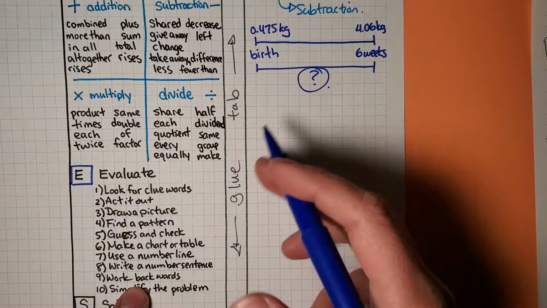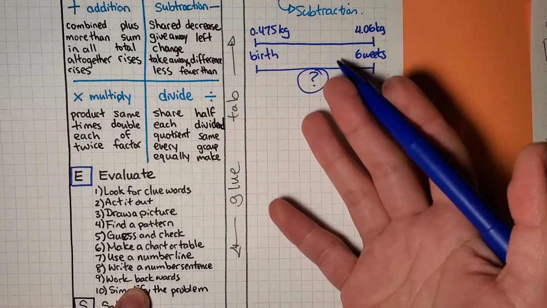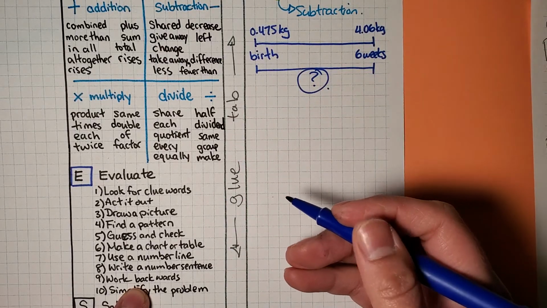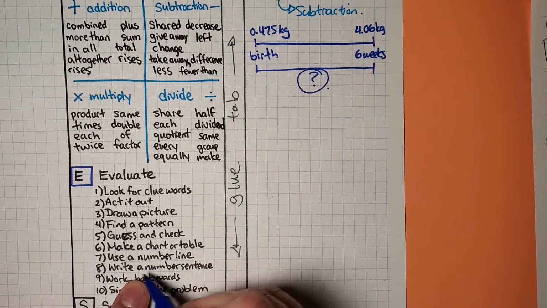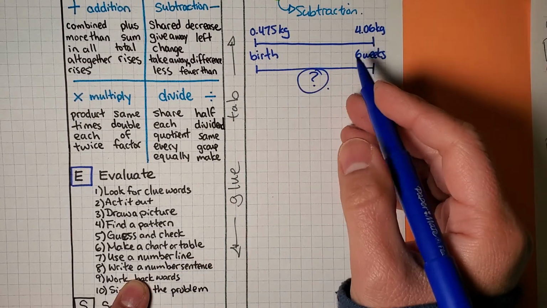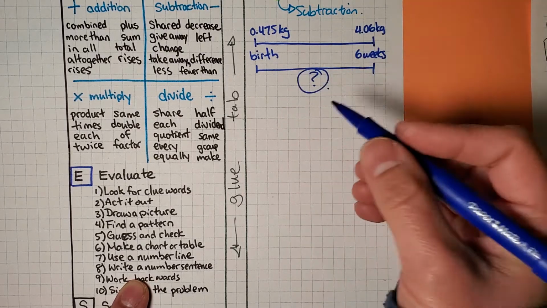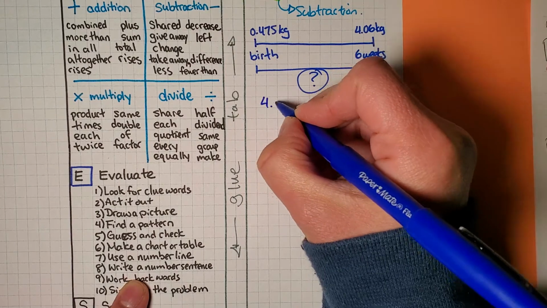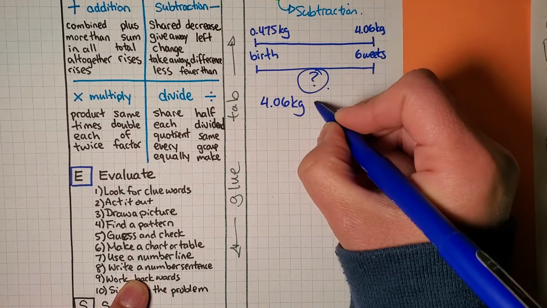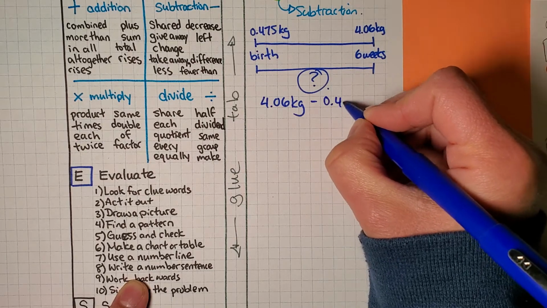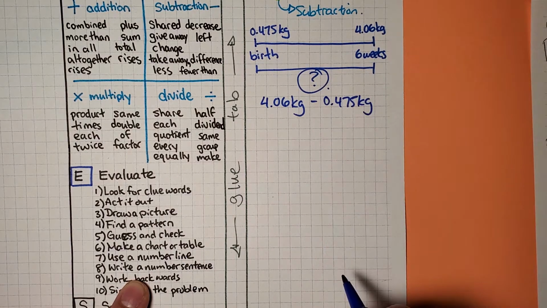So I looked at it and I was like, okay, I started here, I need to get to here. How much do I need to move in order to get there? I've drawn my number line. Now I'm going to write a number sentence. So change, number line, everything's pointing towards subtraction. I'm going to start with my 4.06 kilograms, because that's the bigger number, and subtract my 0.475 kilograms. That's my number sentence. That's what I'm going to solve.